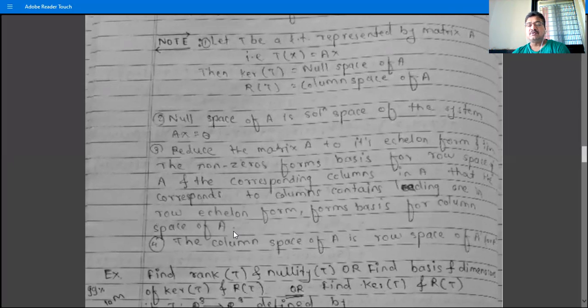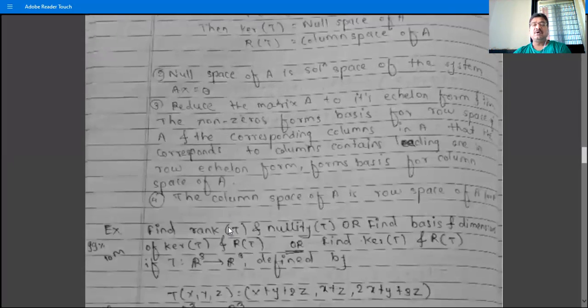Suppose we obtain the reduced row echelon form of the matrix A, and suppose columns number 1, 2 and 5 contain the leading ones of the reduced row echelon form. Then the corresponding columns number 1, 2 and 5 of A form the basis for the column space of A.